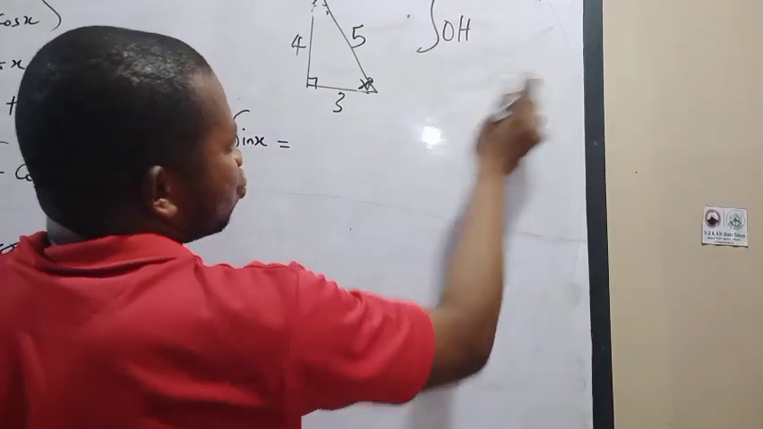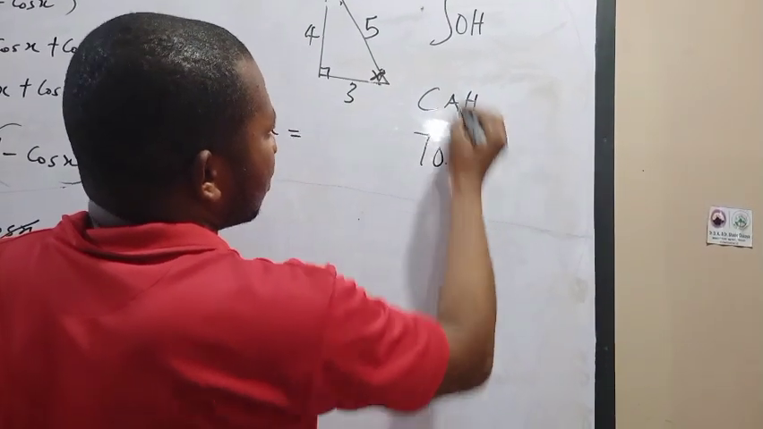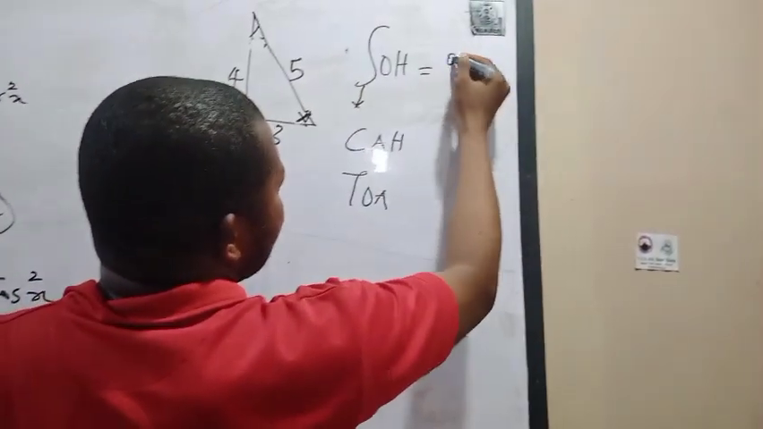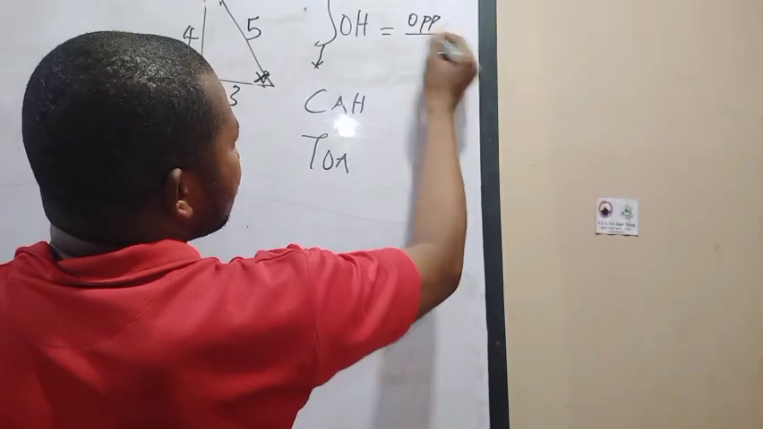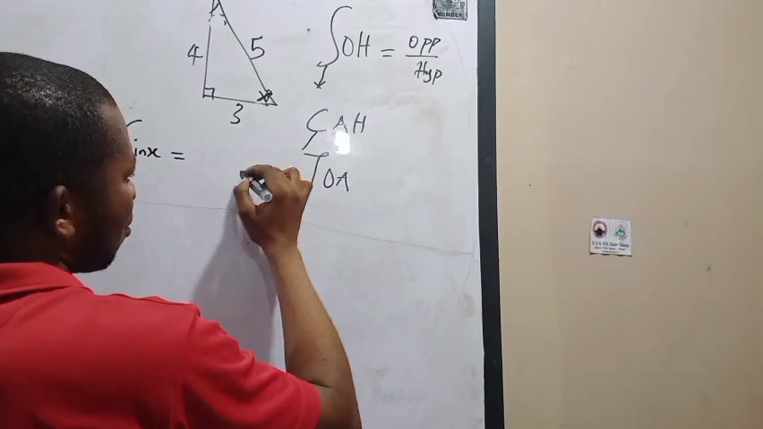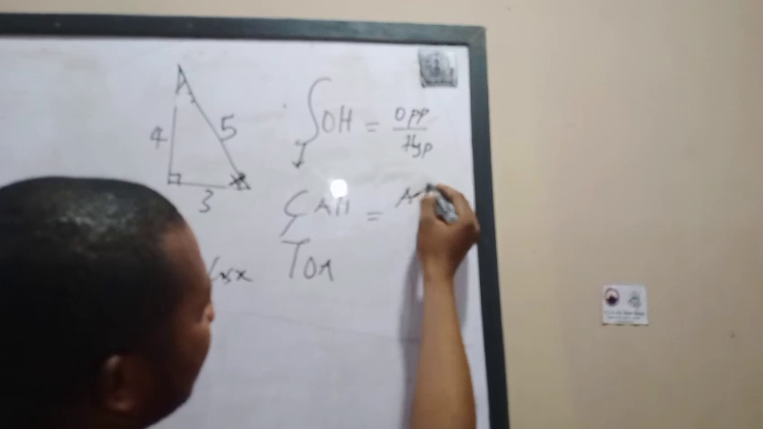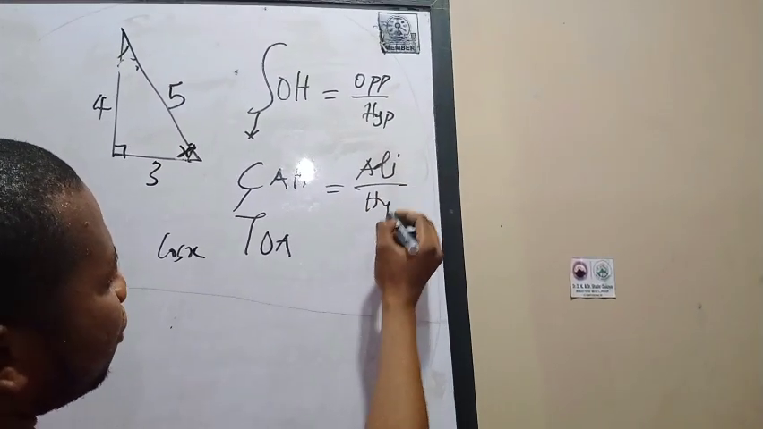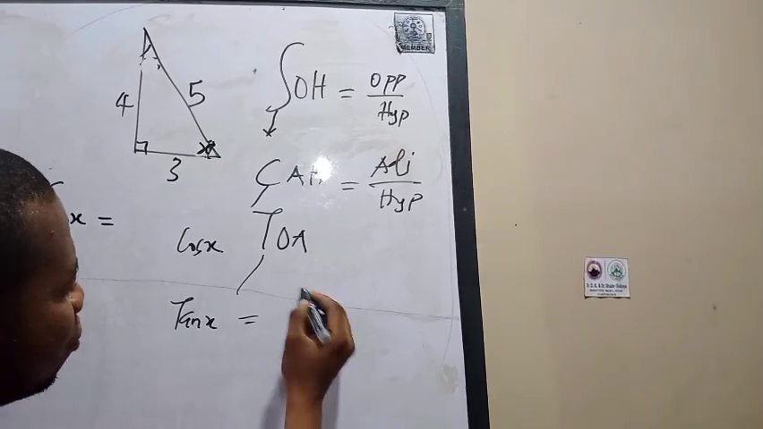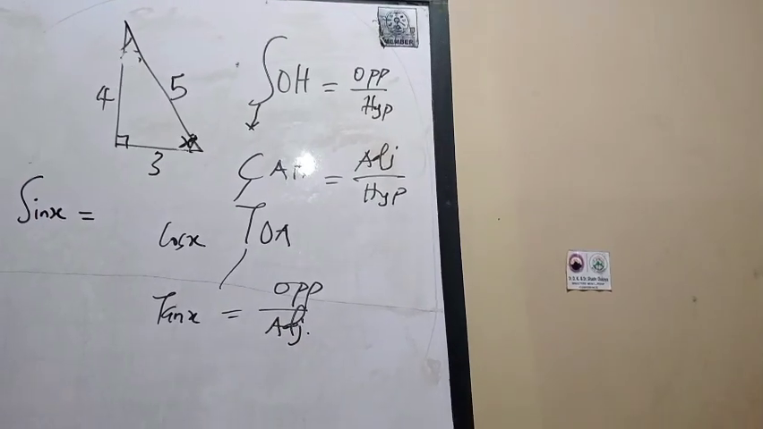SOHCAHTOA. S here means sine, so sine gives you O, which is opposite over hypotenuse. Then C here means cos, so cos is equal to adjacent over hypotenuse. Then T means tan, giving us opposite over adjacent. And so on and so forth.